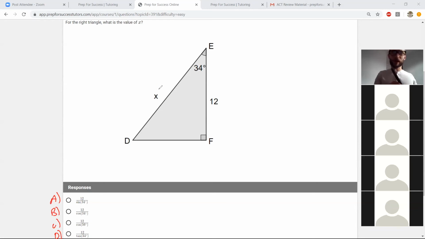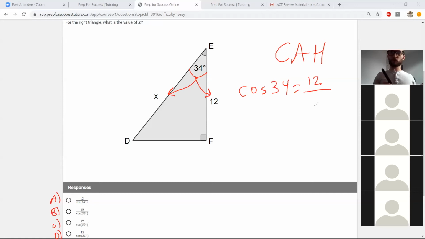So what do we know? We know the hypotenuse and we know the adjacent. We have to use this 34 degrees. This is adjacent and this is hypotenuse. So adjacent and hypotenuse is CAH, which is cosine of 34 is adjacent over hypotenuse.